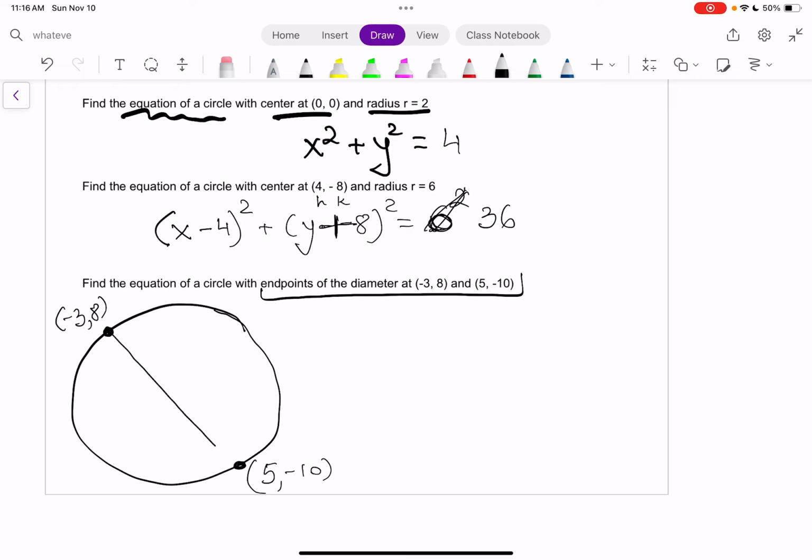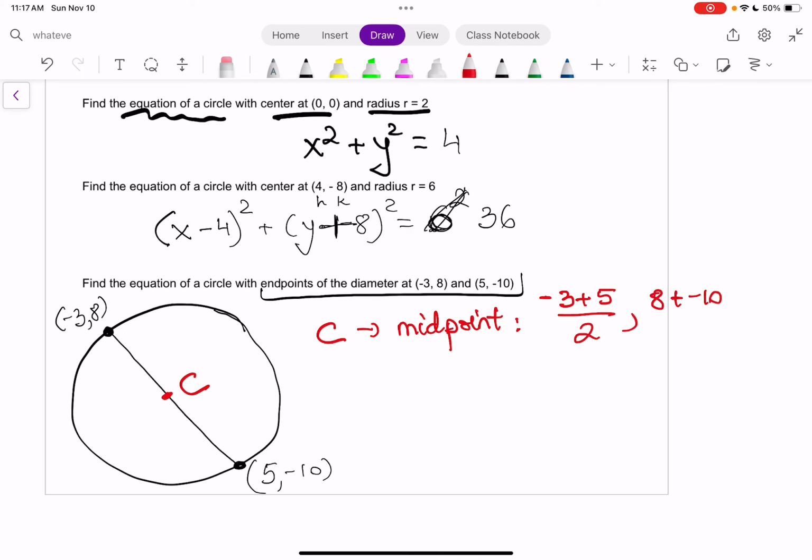So we want to find the equation of this circle. The endpoints of the diameter are at these coordinates. Now, again, to find the equation of a circle, we need the center, yes? And the center happens to be halfway between the endpoints of a diameter. So to find the center, I need to use the midpoint formula. And if you remember, the midpoint formula is you're going to add up the x's, average the x's, and average the y's.